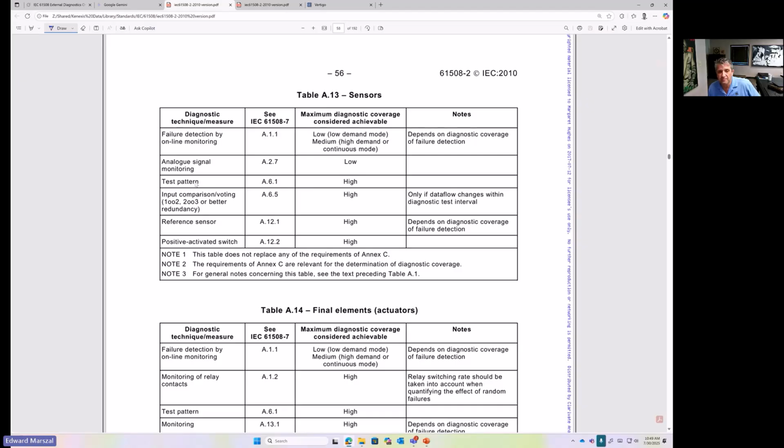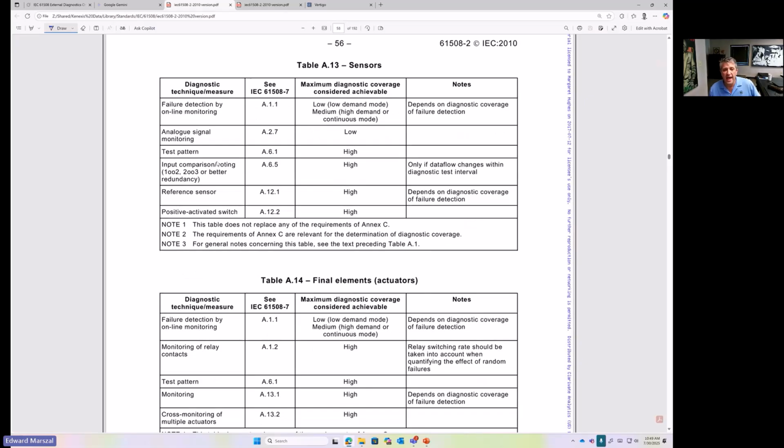Test pattern. So what would a test pattern be? It's kind of shooting different signals in at different frequencies and reading the output and making sure they match. That's going to be a high diagnostic coverage. And then here we go. Input comparison, voting, 1 out of 2, 2 out of 3, or better redundancy. That has a high degree of diagnostic coverage.